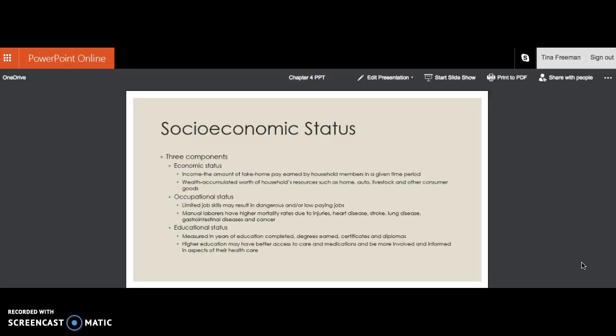Those with a higher education level may have better access to care and medications. They may also be more involved and be more of a health consumer, really taking the part of being proactive, knowing when they should and shouldn't see the doctor. And obviously, those with higher education will usually have higher wealth and have better access to health care.